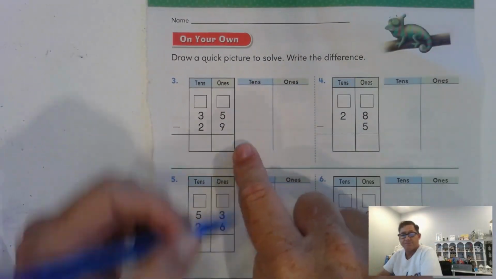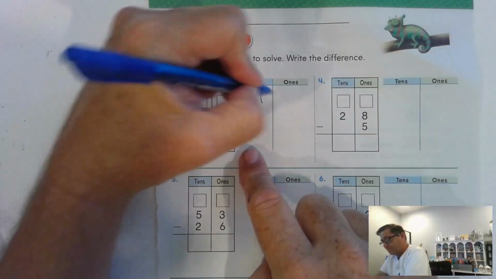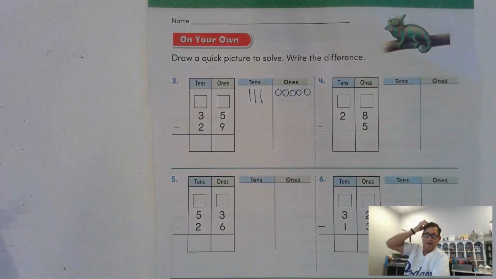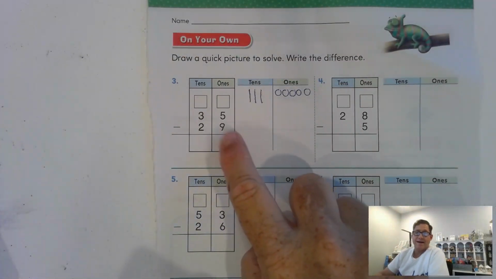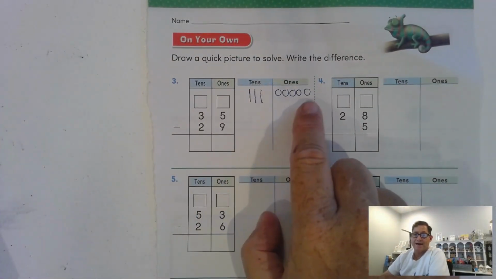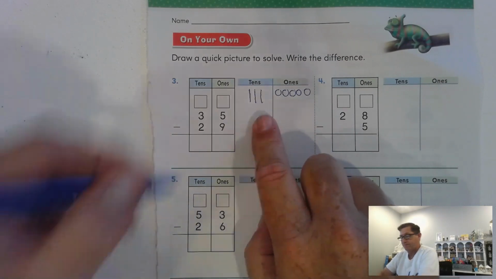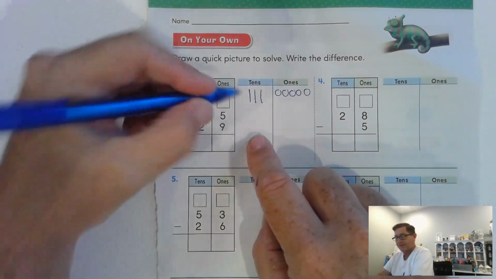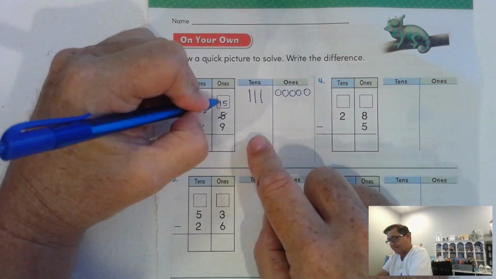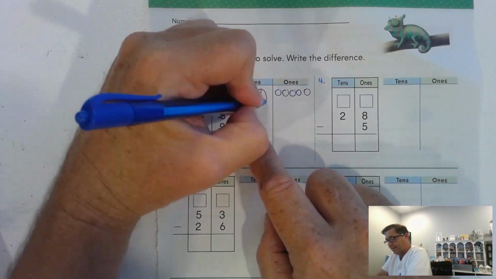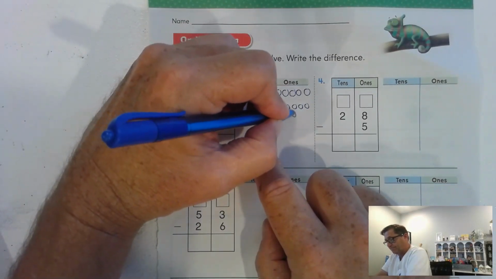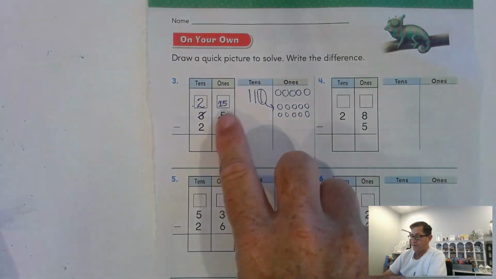All right, 35 minus 29. Okay, so there's our 35. And we have to take away 29. Let's start in the ones. Can I take away 9? I can't. So that means we have to regroup in the tens. So we're going to take one of the tens and trade it for 10 ones. Okay, so we traded it for 10 ones.